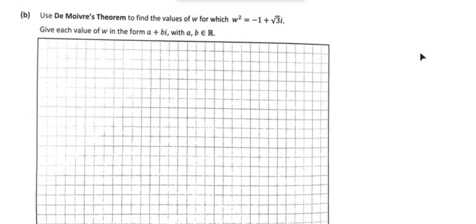Right, second part then, you have to use De Moivre's theorem. So let's just draw out where this complex number is, just to visualize it. It's minus 1 plus root 3, so it'll be up here in the second quadrant. This will be 1 to get us out to minus 1, and then it goes up root 3. So that's it on the Argand diagram.